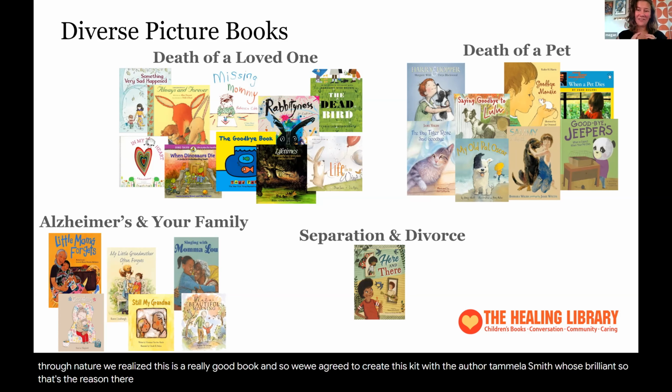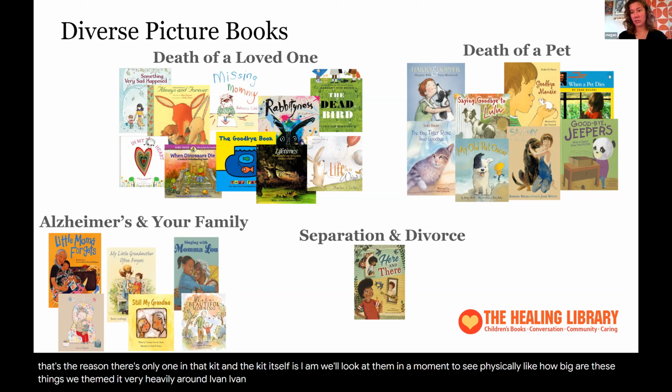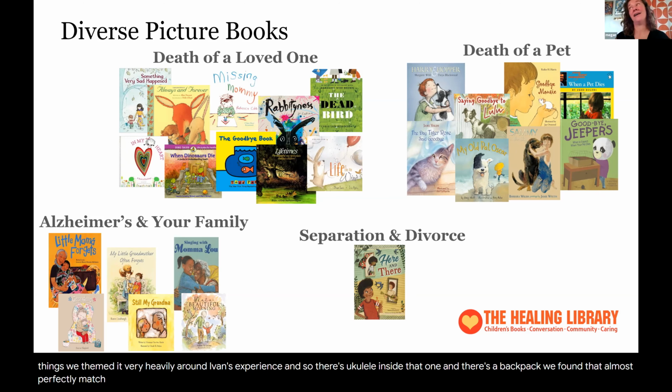And the kit itself, we'll look at them in a moment to see physically how big these things are. We themed it very heavily around Ivan's experience. So there's a ukulele inside that one, and there's a backpack we found that, except for the white tag on the front, I think perfectly matches Ivan's backpack that he's taking from here to there.